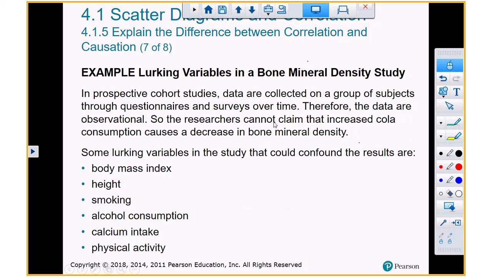I'm sorry. Okay? Some lurking variables in the study that could confound the results, y'all have to look that word up. They can't say mess up the results. It doesn't sound sophisticated, so you have to say confound. Body mass index, height, smoking, alcohol consumption. You know, whether you're on meth or not, that has a lot to do with it.